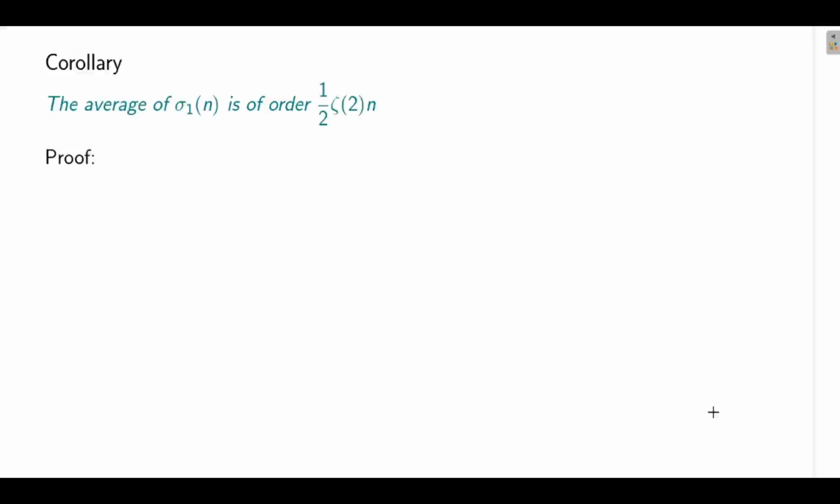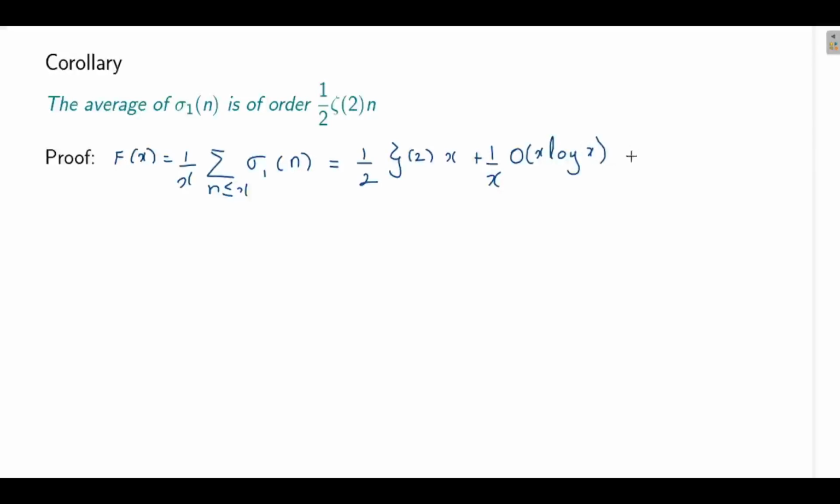Now for the corollary, we'll show that the average order of sigma 1 of n is big O of zeta of 2. Again, very easy. We'll take f of x to be 1 by x times summation n less than or equal to x, sigma 1 of n. If we take this you can notice that this is equal to half of zeta of 2 times x plus 1 by x times big O of x log x, which is half zeta of 2 x plus big O of log of x.